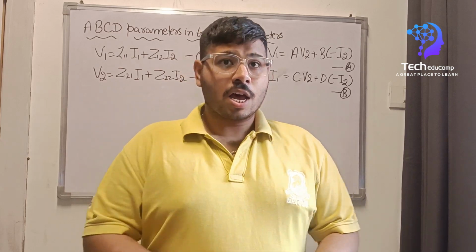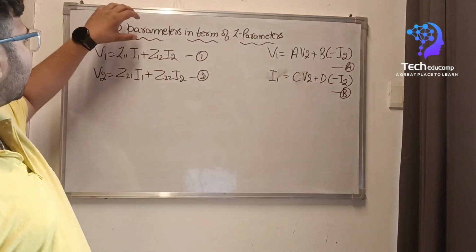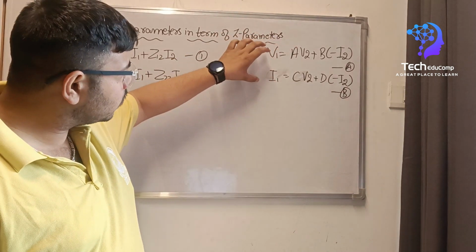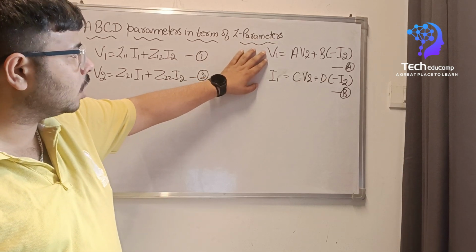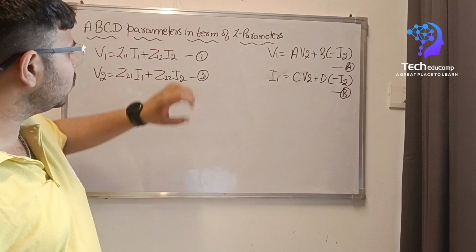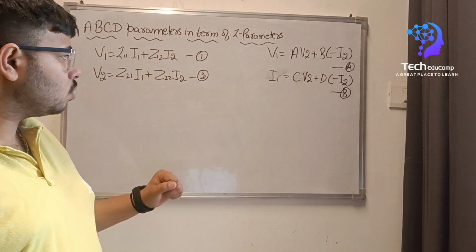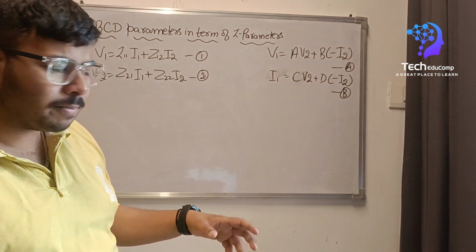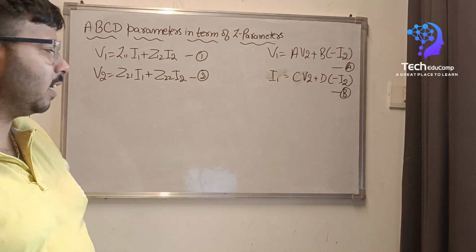So let's see the first part, how we can write the ABCD parameters in terms of Z parameters. These two equations A and B correspond to the ABCD parameters, and equations 1 and 2 correspond to the Z parameters. So now how can we write the ABCD parameters in terms of Z parameters? We will utilize the first and second equations.